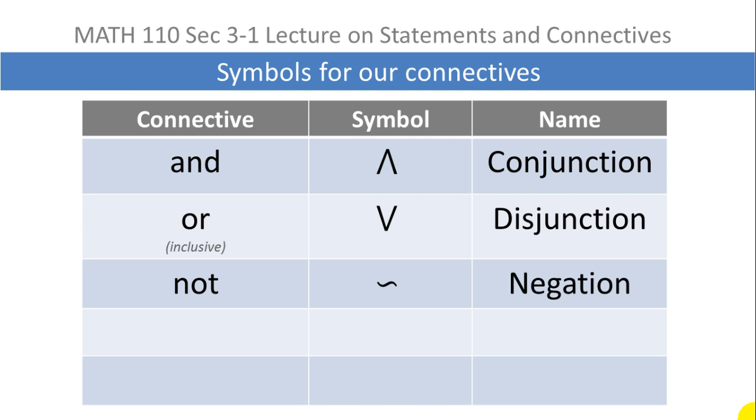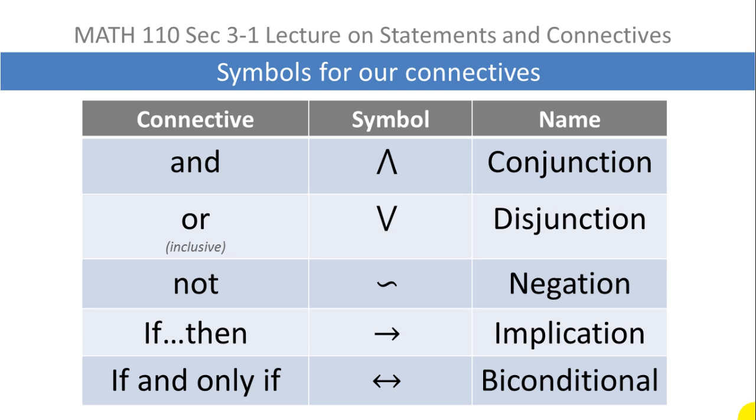The third connective is not, and we have that tilde symbol, the little squiggle, and it's called a negation. If then is a right pointing arrow, and it's called an implication. And if and only if, which is a double-headed arrow, is called a biconditional. Now what some of these mean, we'll get more into detail. I just want to present the connectives that we'll be using and their symbols and names. And as we go through this, we'll talk more about exactly what they mean and their truth values, of course.